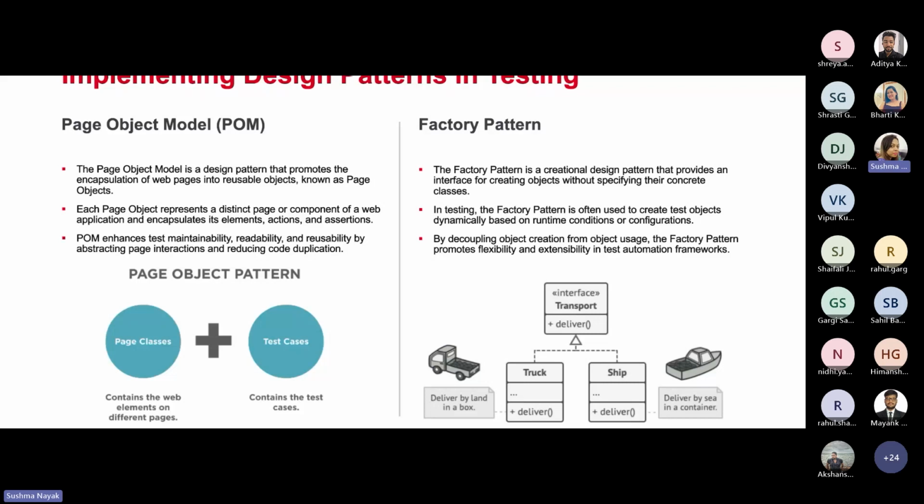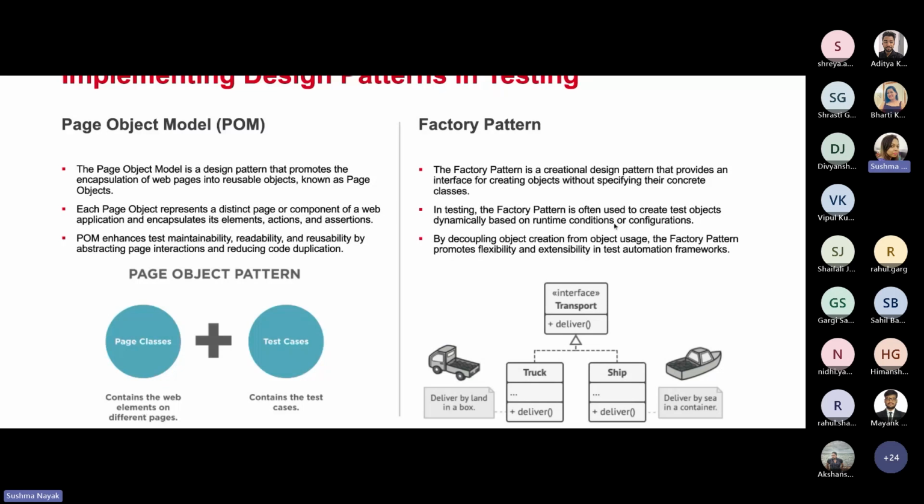If you see in this example, this is a page class where the elements, whatever we were saying, the page objects will be here, and then these are the test cases where we'll be calling them out. So if we include both of these, it becomes the page object model.